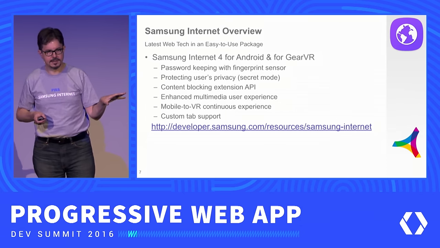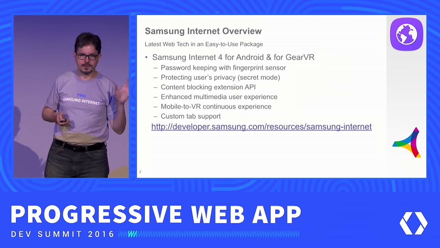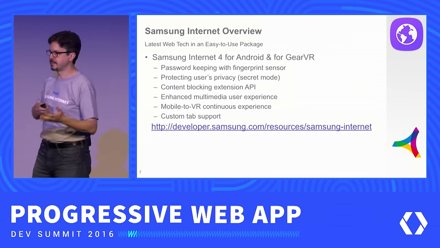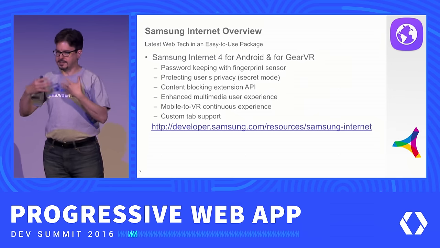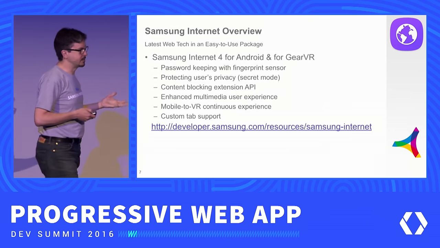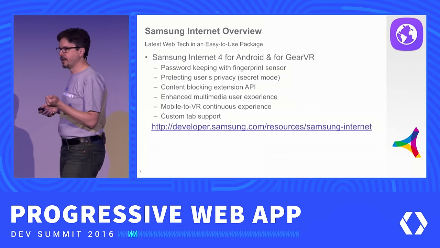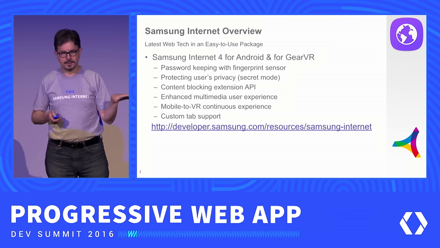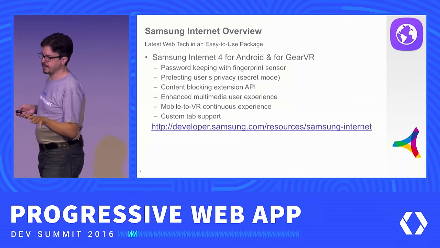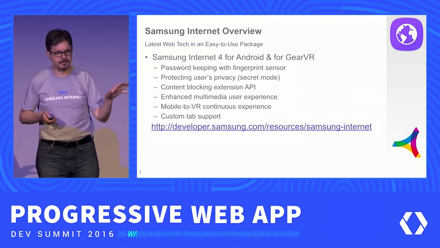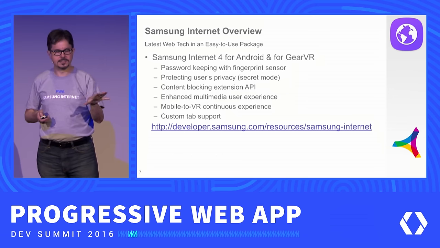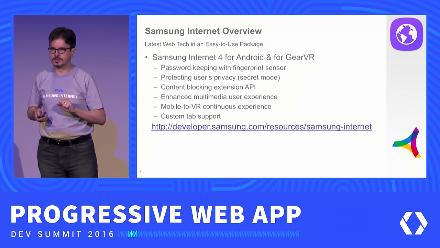So some other features of Samsung Internet that differentiate it. First of all, we've got password keeping, which integrates with the fingerprint sensor. So that's in line with integrating into the device capabilities. We've got a focus right now on protecting users' privacy, and that's partly why we've implemented a secret mode, which is like the incognito mode or privacy mode. But also, we have a content blocking extension API in Samsung Internet, which is quite innovative, I think. And I'm going to talk about that in a second. There's an enhanced multimedia experience and mobile to VR continuous experience. I'm going to talk about that in a second. And we've also got custom tab support. And if you want to read more developer resources about Samsung Internet and what differentiates it, this is the URL to go to.